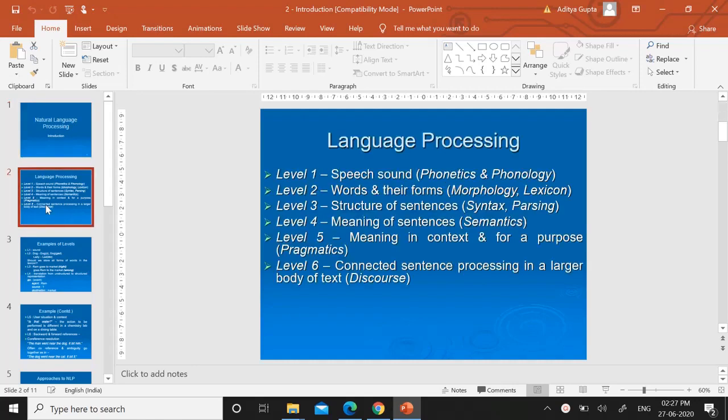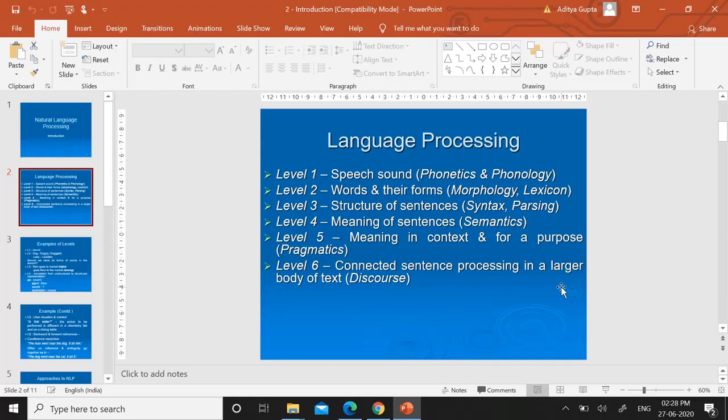So first of all, what is language processing? Language processing is how we can process a natural language using a machine. Whatever we communicate is done using a particular natural language. Right now I am speaking in English, so that is the English natural language. When I speak in any other language, that will be that particular language processing. So how can a computer process natural language?